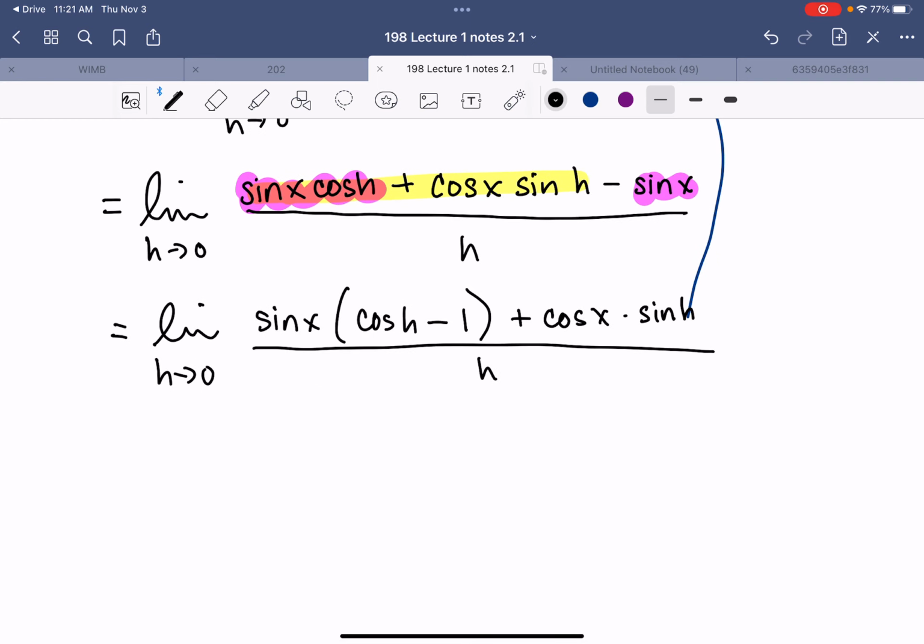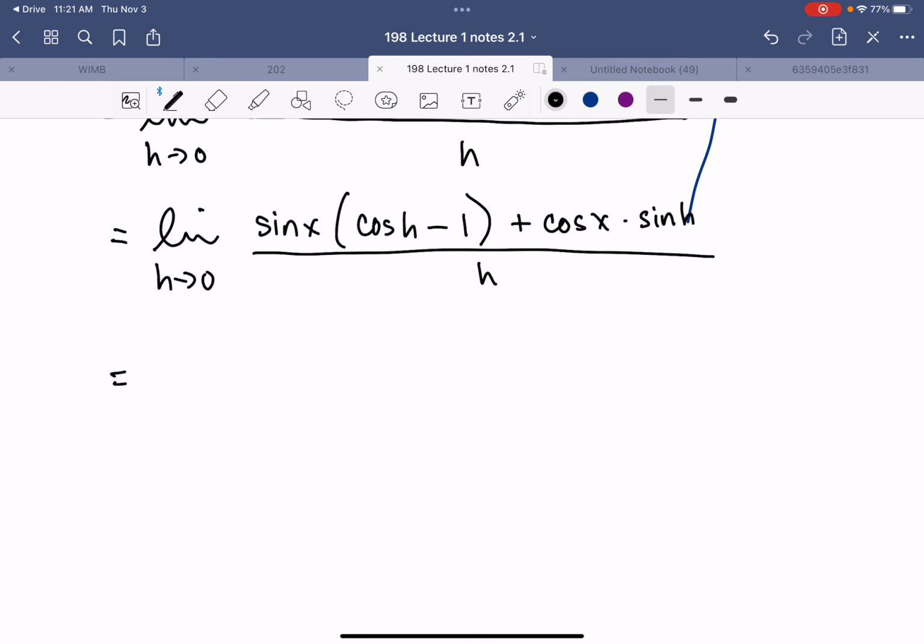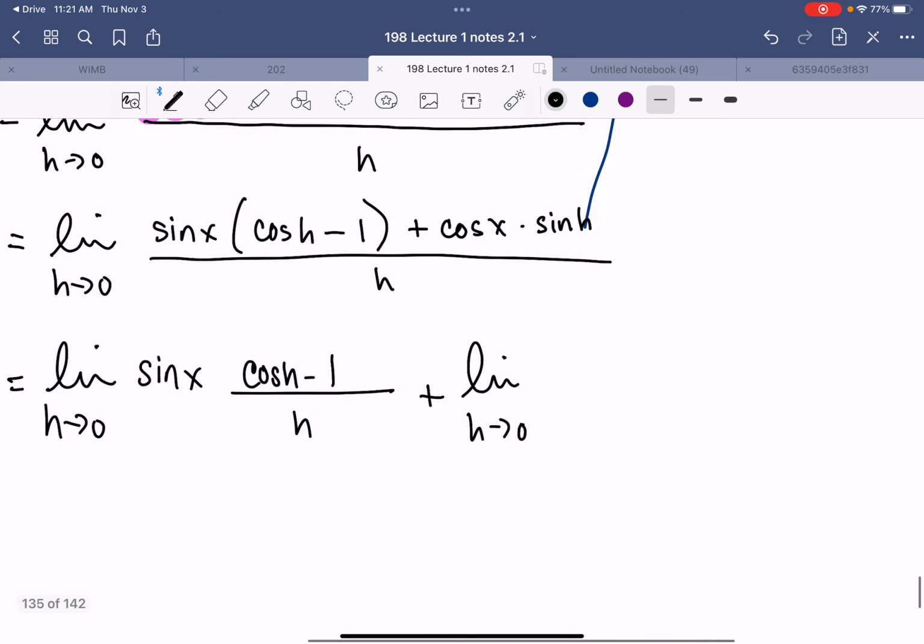Okay, at this point, notice that my limit involves h's and not x's. So things that have x's don't have the limit applied to them. So I can start to separate things. I'm going to split my addition, and I'm going to give them both limits. So the limit as h goes to 0, I have the sine of x, which does not rely on the limit at all, but I have the cosine of h minus 1 all over h. Plus, I have the limit as h goes to 0, so I'm giving each piece its own limit, the cosine of x times the sine of h over h.